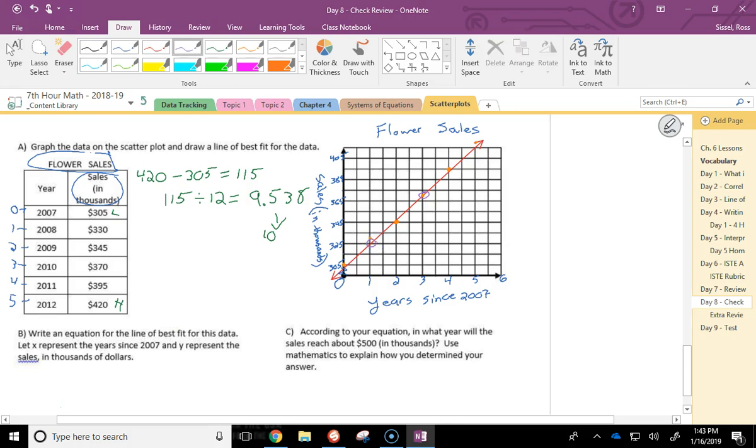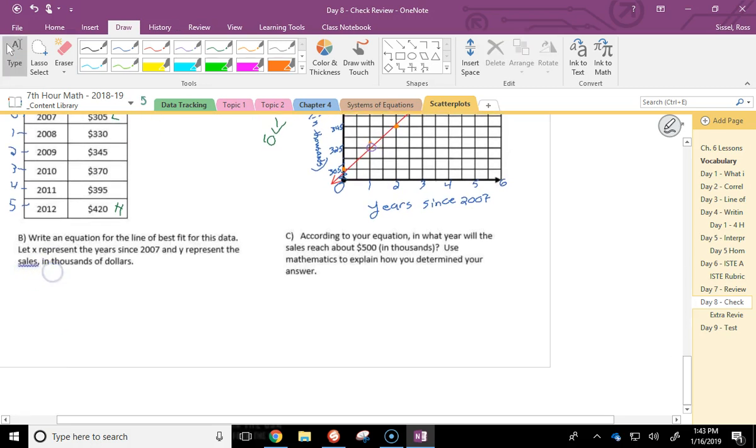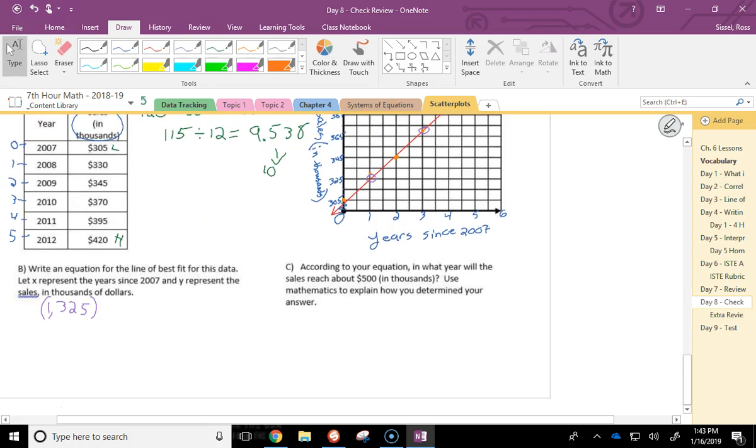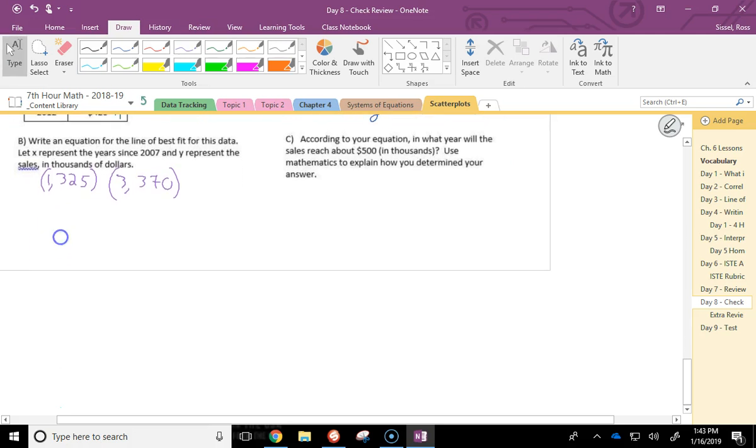So, we could use this. My points would be 1, 325. And my second point was at 370. Okay, I would call you guys up and have you do this for me, but since we only have about 3 minutes, I'm going to finish this. I'm going to finish this one, and then I'm going to tell you what I want you to work on.